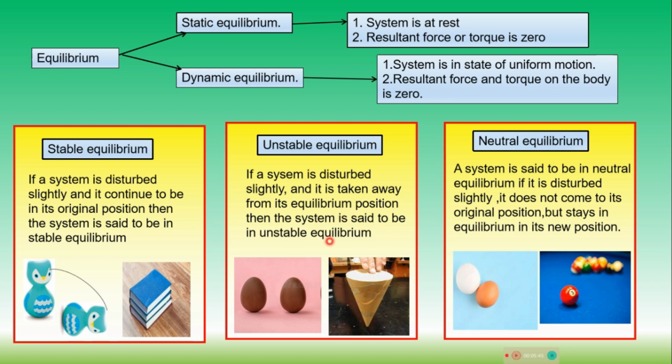Unstable equilibrium. If a system is disturbed slightly and it is taken away from its equilibrium position, then the system is said to be in unstable equilibrium. Examples: an egg balanced on its longer axis and a cone standing on its vertex at top are examples of unstable equilibrium. Neutral equilibrium. A system is said to be in neutral equilibrium if it is disturbed slightly and it does not come to its original position, but in the new position it maintains its state of equilibrium. For example, a ball lying on a table and an egg resting on its smaller axis are examples of neutral equilibrium.